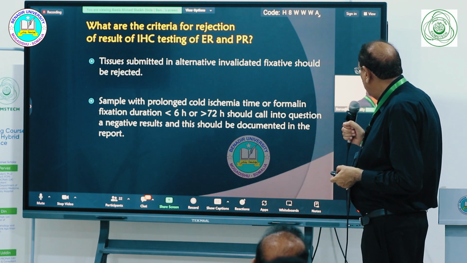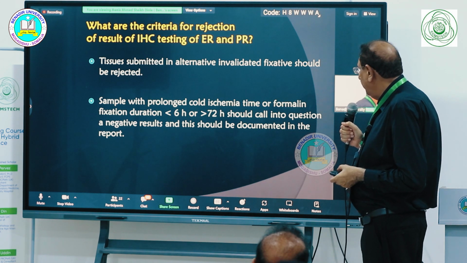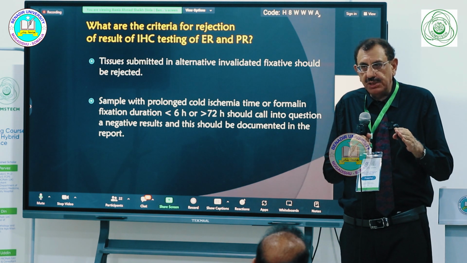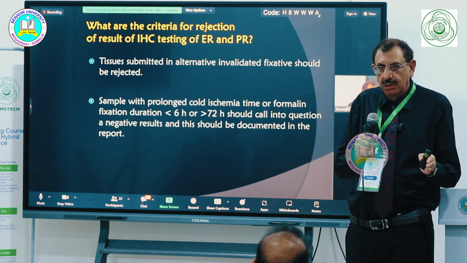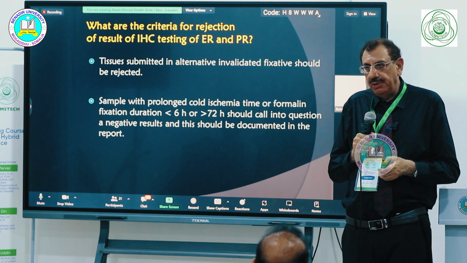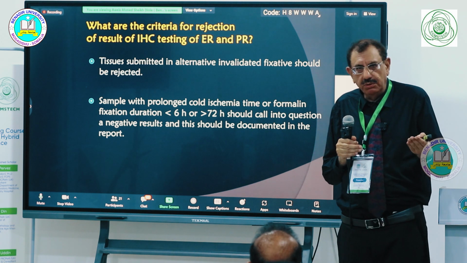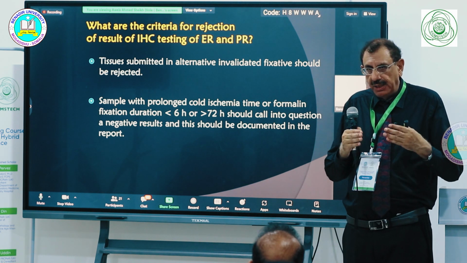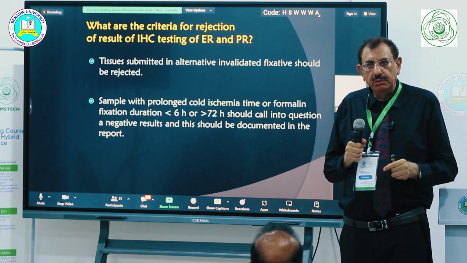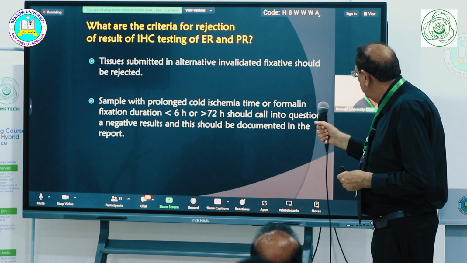Again, samples with prolonged cold ischemia time or formalin fixation problems. Both under fixation and over fixation are bad. Under fixation, less than 6 hours, may affect the result, and so does over fixation, particularly more than 72 hours. Actually, as you know, formalin fixes by cross-linking the proteins. So it masks the antigenic site and may lead to a false negative result, right? So this is important.